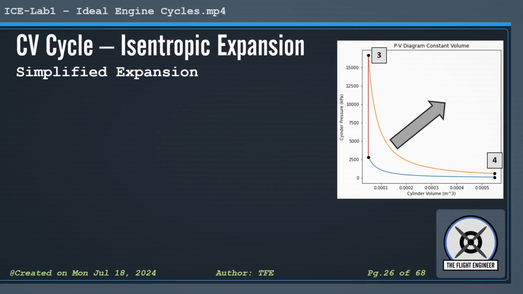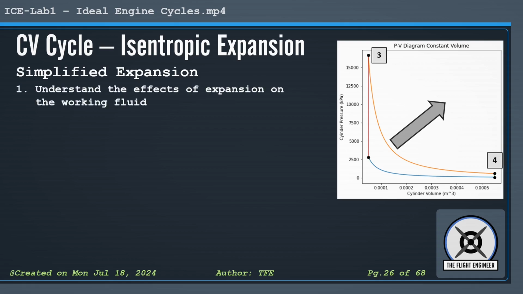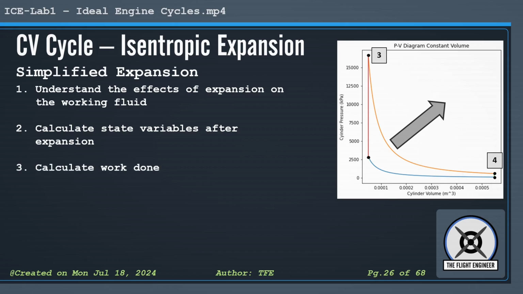We move now to the power stroke. Here, we'll assume that our air-fuel mixture has fully burnt at top dead center, and now we'll let the high-pressure, high-temperature gases drive the piston down, doing work on the surroundings. We will again use the isentropic relationships to understand the expansion of the working fluid and calculate the state variables after expansion. Once we know the variables at 4, we can then calculate the work done during the stroke.